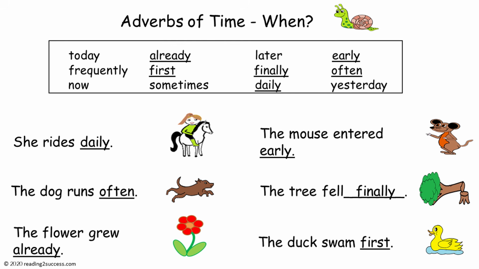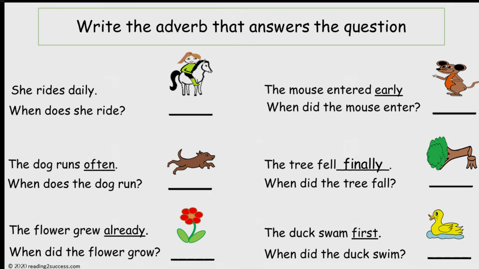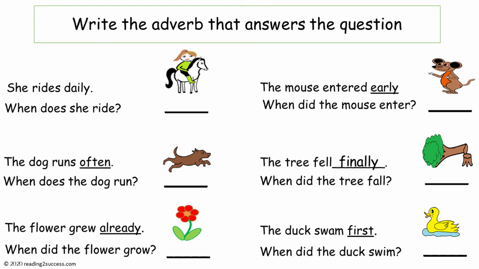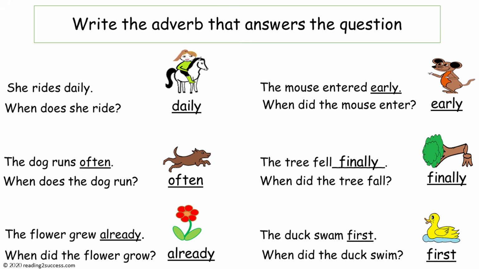And this is a completed example. Now have kids write the adverb that answers the question. And remember, these are the when questions. This is a completed example. She rides daily. When does she ride? Daily. The dog runs often. When does the dog run? Often. The flower grew already. When did the flower grow? Already.